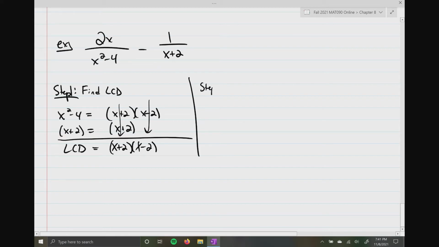Step 2, we're going to build equivalent fractions. That's what that BEF stands for. I've written that a bunch of times already, so if you forget, just rewind the video.